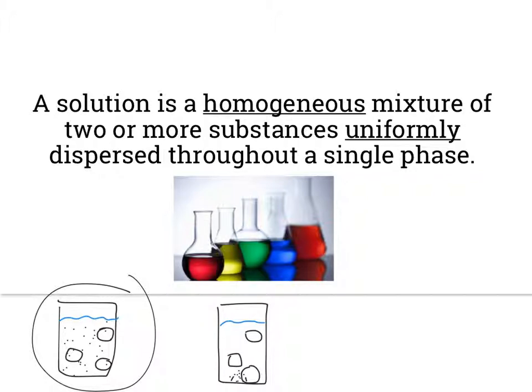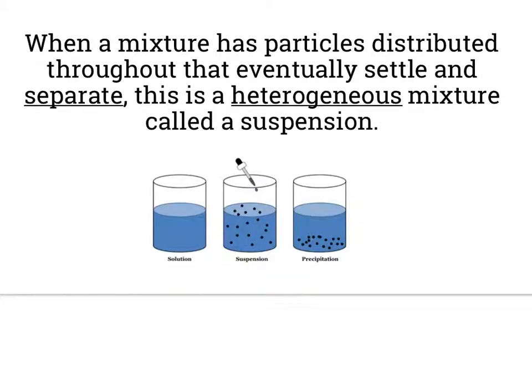Phase, by the way, means basically state. So, if you look at these, they're all liquid. You're not having chunks floating around. They're all liquid, or it could be all solid or even all gas. So, when a mixture has particles distributed throughout that eventually settle and separate, this is a heterogeneous mixture, but we actually call it a suspension.